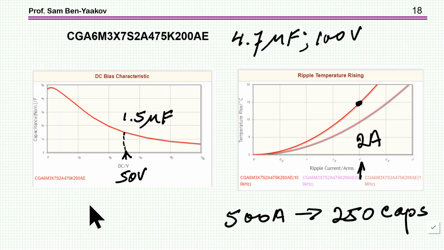I'm going to consider first of all a ceramic capacitor. It seems that 4.7 microfarad, 100 volt seems to be a good choice. And it turns out that this capacitor can carry 2 amps with a 15 centigrade rise in temperature, which is okay. So if each capacitor is 2 amps, then I need 250 capacitors. Unfortunately, this capacitor loses its capacitance when biased. So a 100 volt capacitor at 50 volts, this particular one, will drop to 1.5 microfarad. So it's going to be a smaller capacitor.